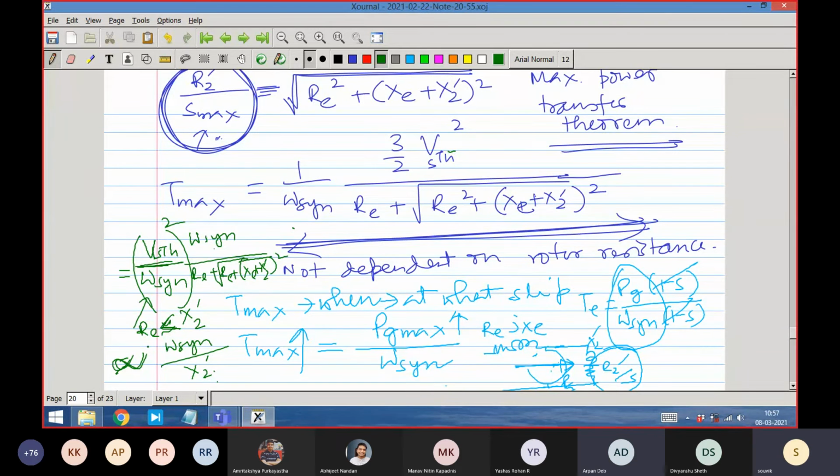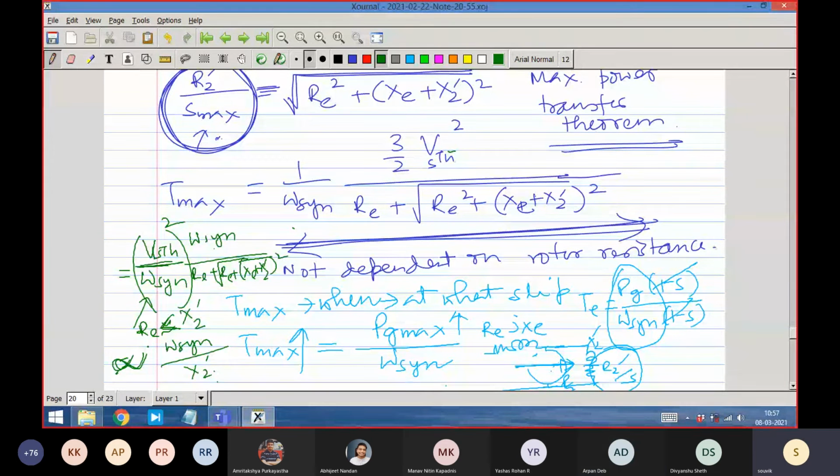Sir, in the Tmax expression, the 1 by omega sin is actually mechanical, no? And Xc and X2 will depend on the electrical omega sin. So as you said, we are not changing the electrical omega sin, only this 1 by omega sin will change, no? Because in Tmax this omega sin is the mechanical, and Xc and X2 will depend on the electrical omega sin. Okay, I will take it up in the next class.